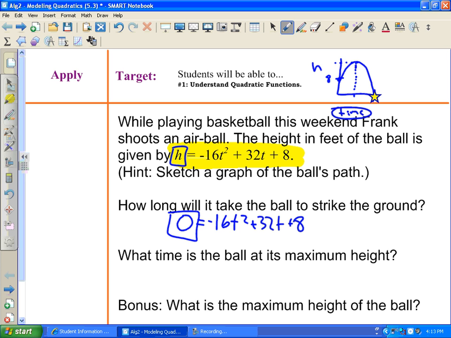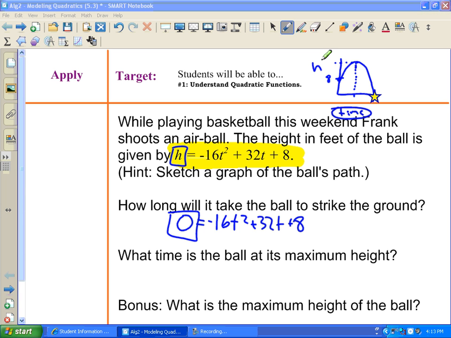Mr. Wood, that's just a quadratic equation. Negative 16t squared plus 32t plus 8 equals 0. I know how to solve that. It's by factoring or by the quadratic formula. Yes, I know. It's almost like we've been practicing all week just to get to this problem.